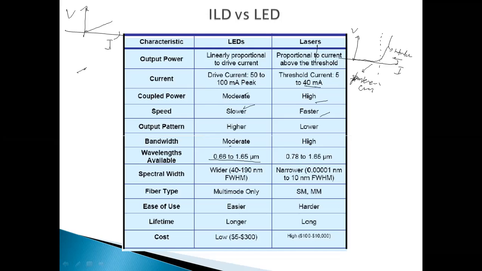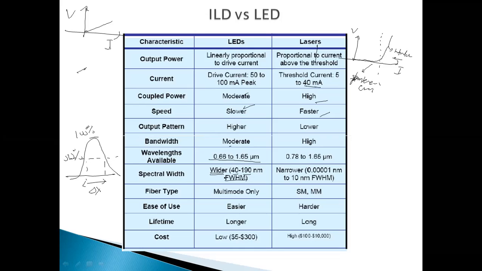For the spectral width, the LED is quite wide, about 40 to 190 nanometer full width half maximum. We have learned about full width half maximum. If you can recall, this is 100% of the peak, so full width half maximum is at 50% of power. That should be your delta lambda.